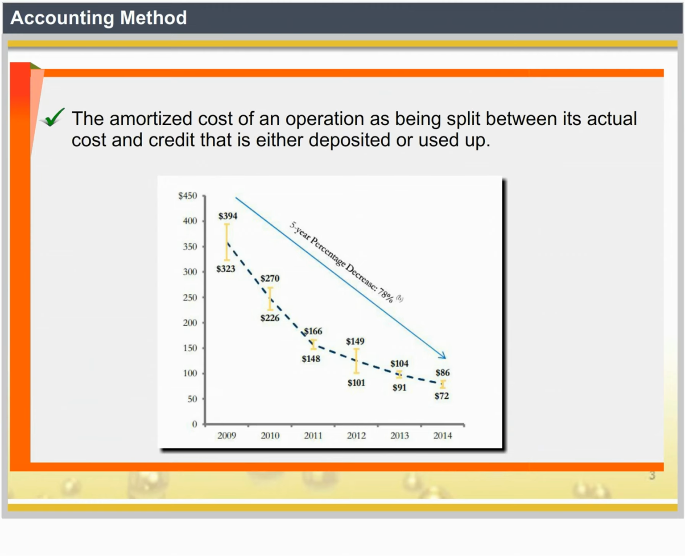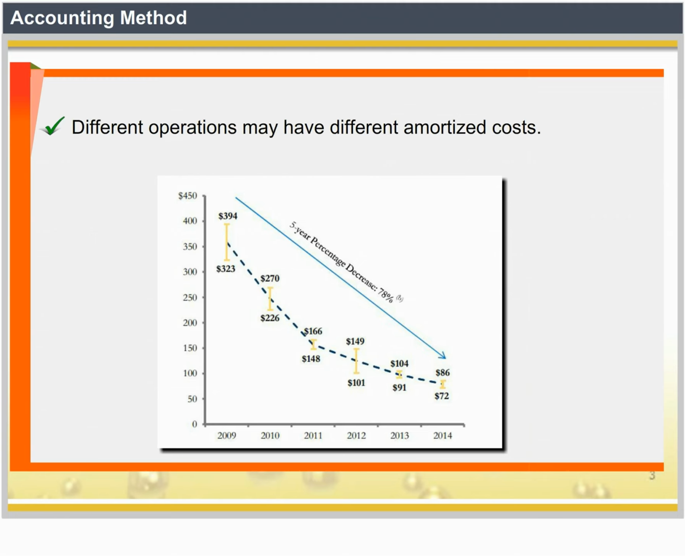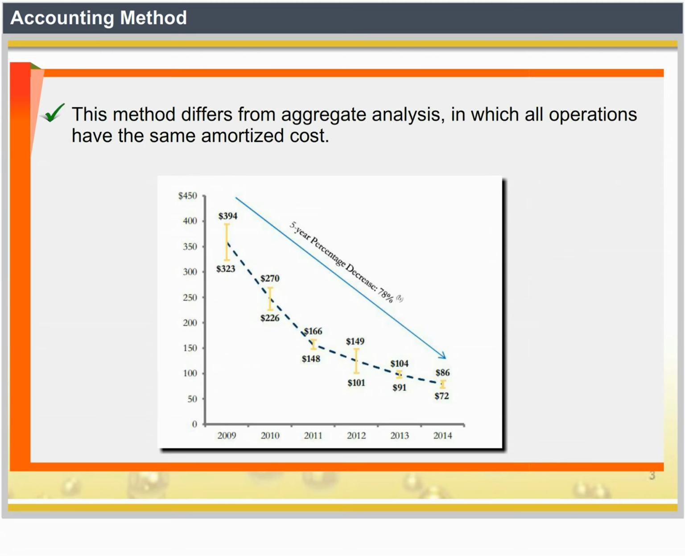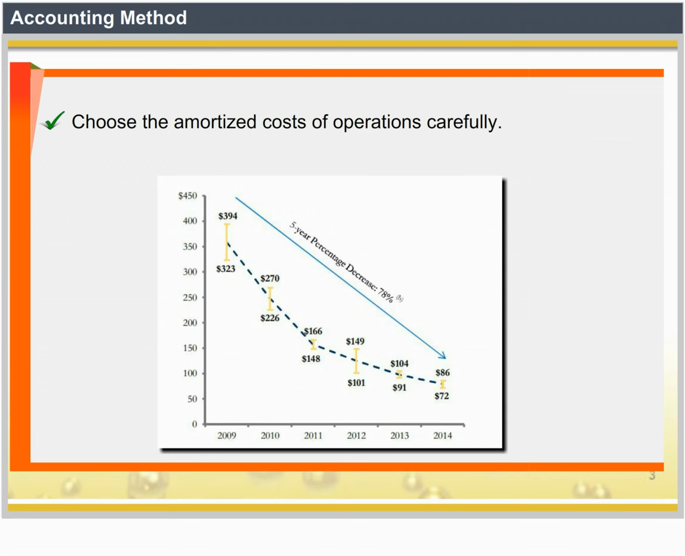The amortized cost of an operation is split between its actual cost and credit that is either deposited or used up. Different operations may have different amortized costs. This method differs from aggregate analysis, in which all operations have the same amortized cost. Choose the amortized cost of operations carefully.